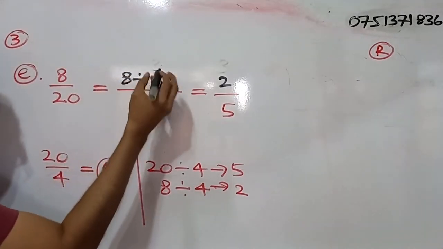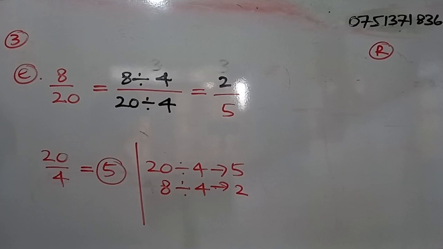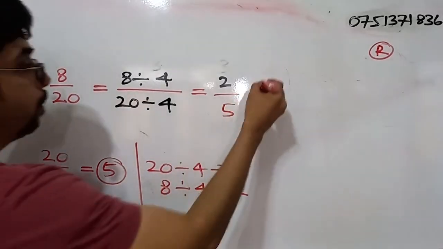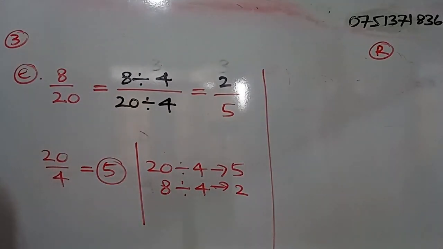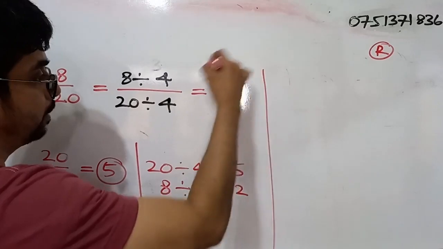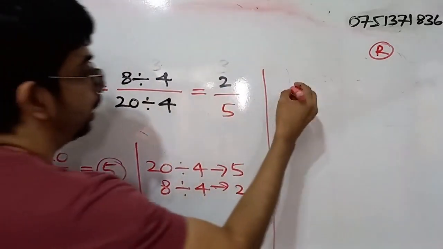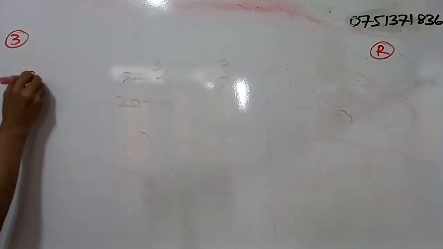8, we have to divide it by 4. 20, we have to divide it by 4, right. So the thing that you need to remember, what are these fractions? Equivalent fractions, right? So when we talk about equivalent fractions, we will take this fraction, 8 by 20. The next part will be f.